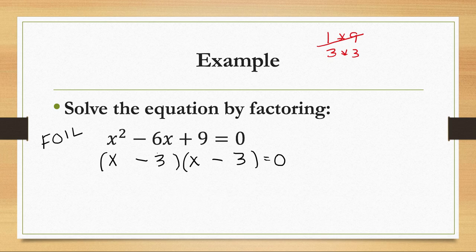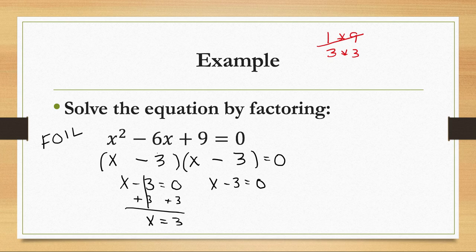All right, so once it's factored correctly, then I'm going to take each of the two factors and set them equal to 0 and solve for x. Now, in this case, my factors are exactly the same, so I really only need to solve one of them. I'm going to add 3 to both sides, which gives me a solution of x is equal to 3.